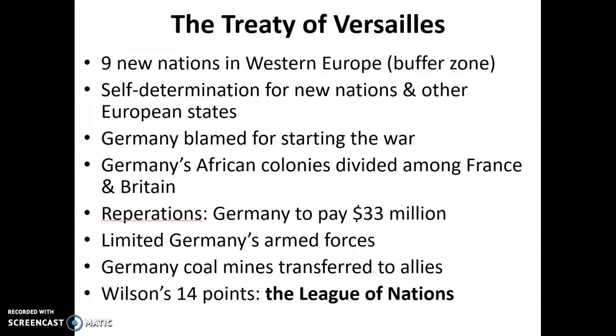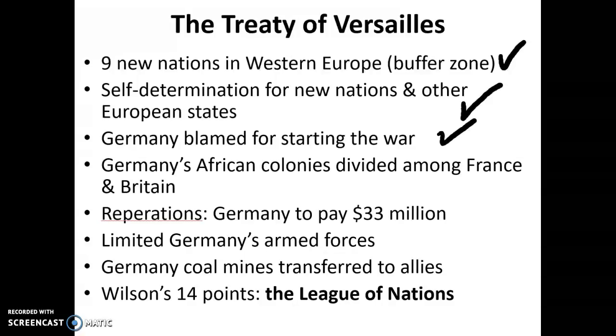But in essence, this is the Treaty of Versailles. First of all, it created 9 nations in Western Europe that became known as the buffer zone, so that if there was another conflict, the Western European powers were able to defend themselves. These 9 nations were now supposed to determine for themselves their new type of government.